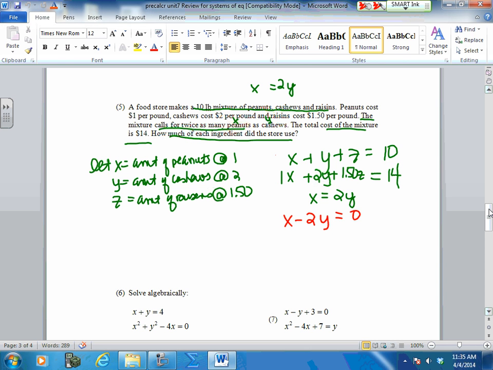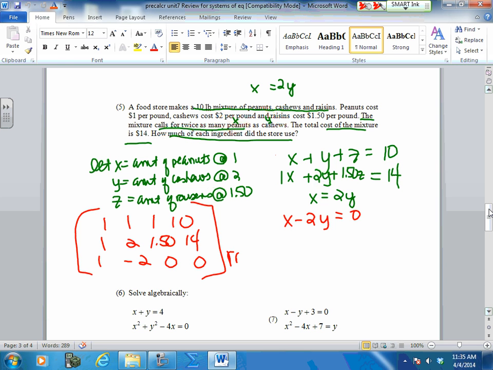So we build your matrix. 1, 1, 1, 10, 1, 2, 1.50, and you don't really need the 0. And 1, -2, 0 placeholder, 0. RREF, we'll sell 4 pounds of peanuts. Our Y is 2 pounds of cashews, and our Z is 4 pounds of raisins. They're all pounds.